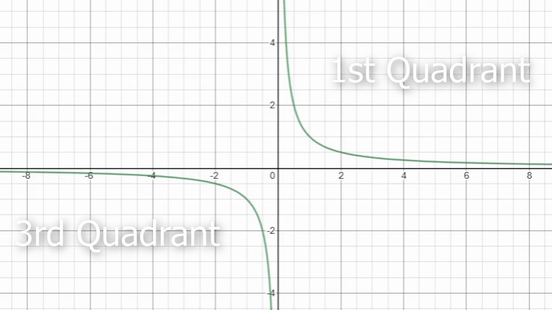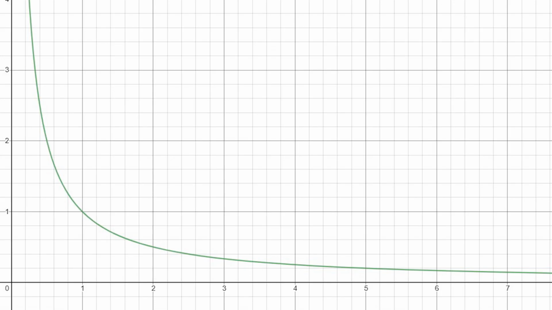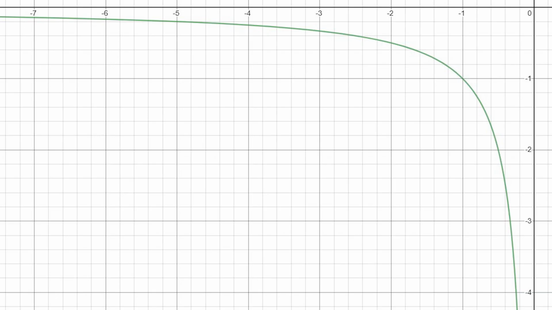My first dance move graph covers the first and third quadrant. For all positive values of x, it covers the first quadrant in an L shape, and for negative values of x, it covers the third quadrant, making a mirror image of the first quadrant.